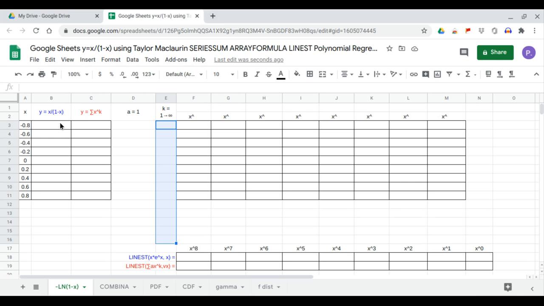In this video, we'll generate the trend line and trend line equations or polynomials of y equals x over 1 minus x, and also the Taylor-Maclaurin series sum expansion of this one, y equals x over 1 minus x. So we first generate the data set using array formula of x divided by 1 minus x.